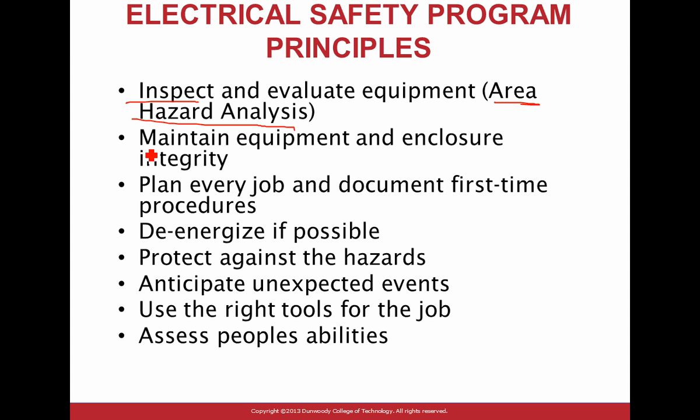And then you have safe working programs by 70E. Okay, so maintain equipment, then plan every job. That's where 70E comes in. Planning a job and documenting the first-time procedures, the energized procedure, lockout, tagout procedure, that's part of your safety. Protect against the hazards. Anticipate unexpected events. So expect the unexpected to happen while you're working. So have a plan B for things, and use the right tools for the job.